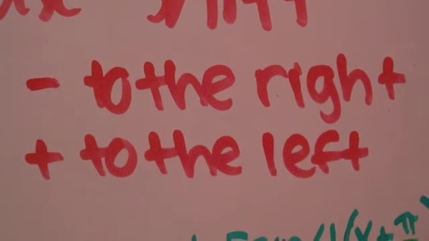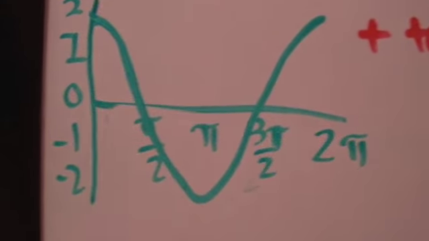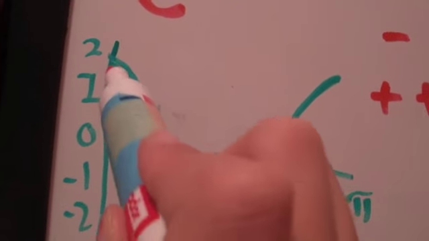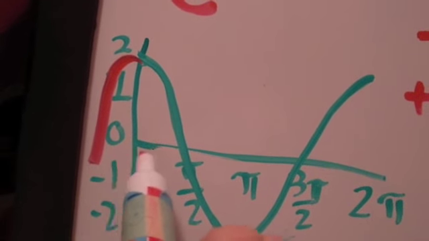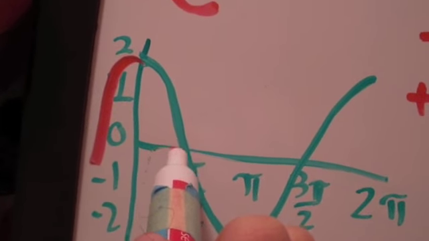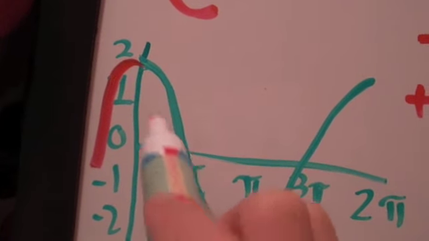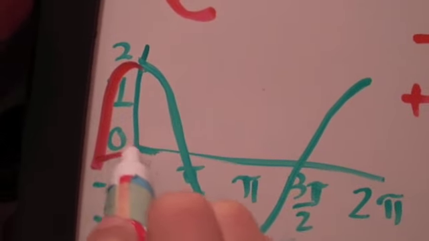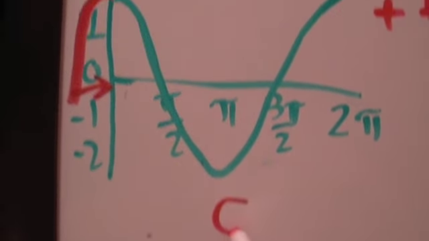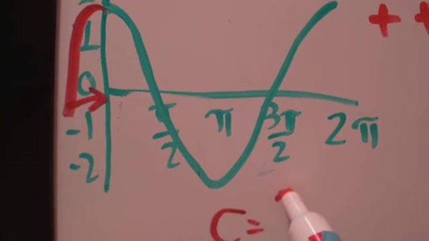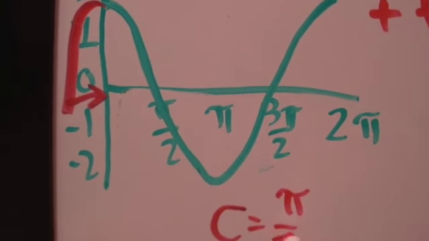The c in the equation stands for phase shift, or the horizontal movement of the graph. Remember, if the phase shift is negative, you move to the left, and if it's positive, you move to the right. In this graph, you can see that all the points on the sine curve are shifted pi over 2 units to the left. So therefore, there is a phase shift of positive pi over 2, because remember, phase shifts to the left are always positive.